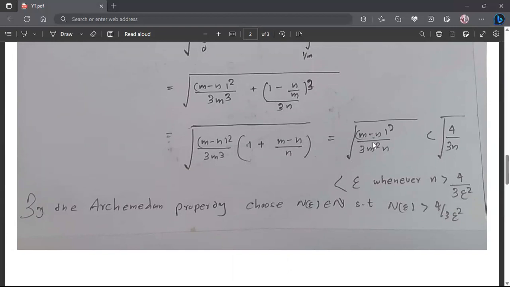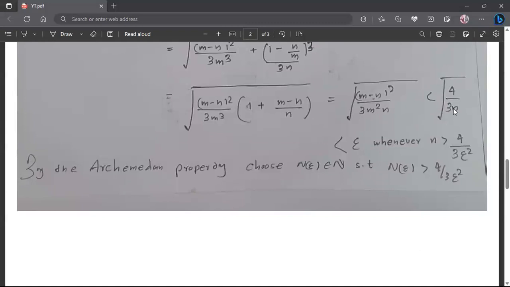Simply I put the inequality here because I put m minus n as m plus n. Then we get 2m. Then when we square it, we get 4m squared. The m squared and m squared cancel out. Then 4 over 3n. Okay, now we can put epsilon here, whenever n is greater than 4 over 3 epsilon squared.